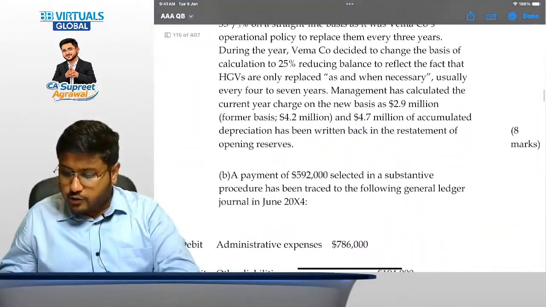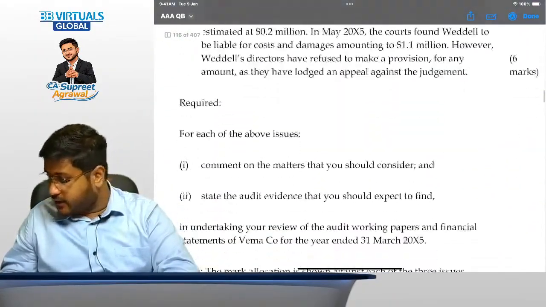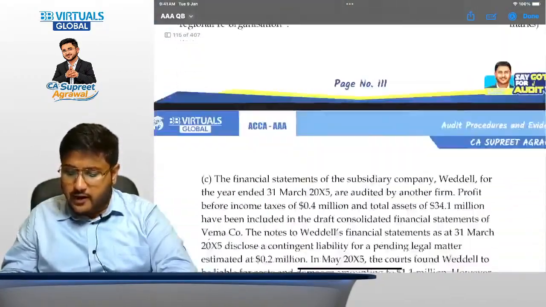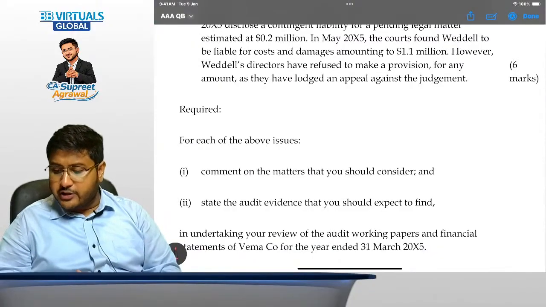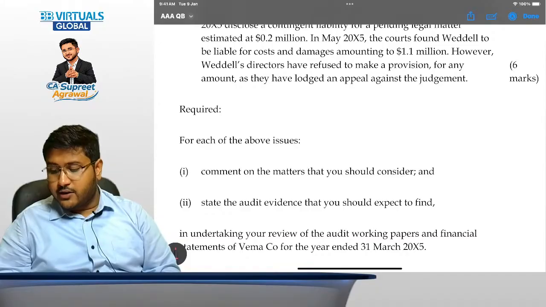Now, let us focus on question number 2. This is also very, very important. This has certain data also, so please be very specific when we read. Now, let's first discuss the requirement here. The requirement is pretty clear. For each of the above issues, comment on the matters that you should consider and state the audit evidence that you should expect to find.